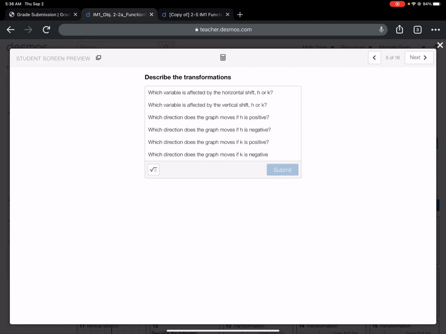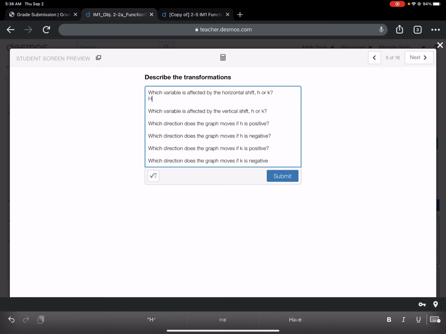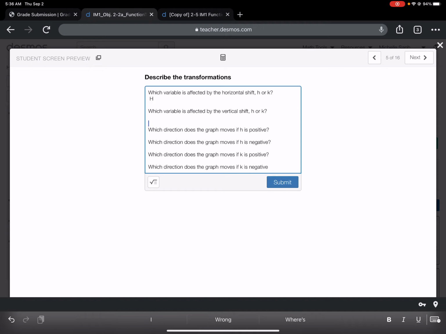M-shaped graph. Okay, so what variable is affected by the horizontal shift, H or K? So horizontal means moving to the right or to the left, so that is H. I want it to be lowercase, but I don't think that's going to happen on the iPad. What variable is affected by the vertical shift, which is up or down? That's K.